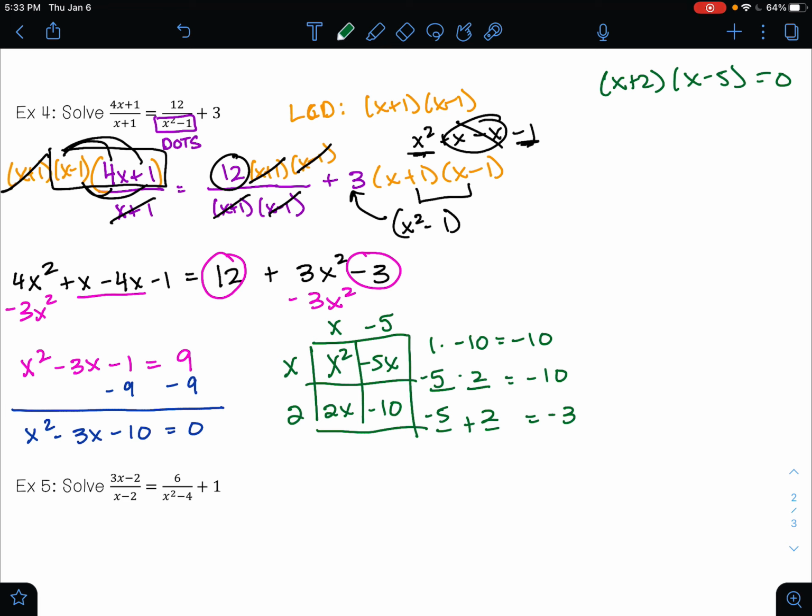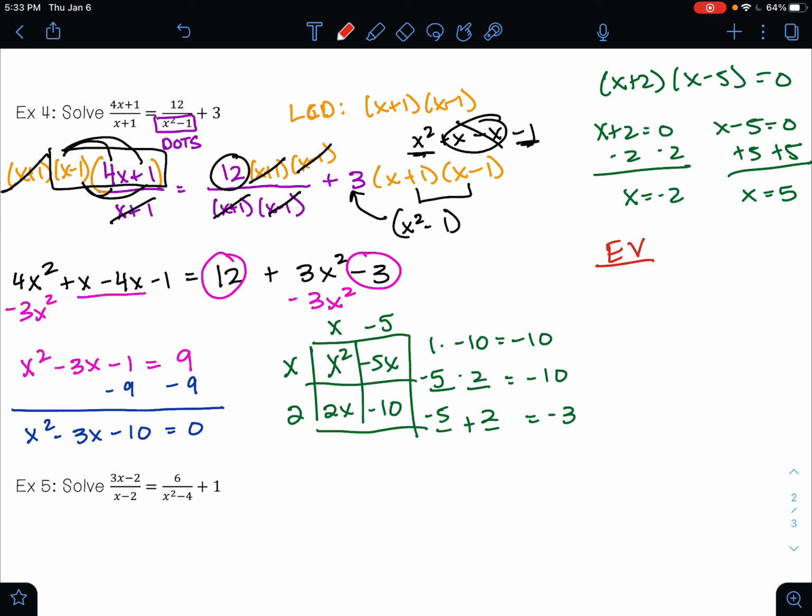From here, I can use the principle of zero products and say either x plus 2 equals 0 or x minus 5 equals 0. When I solve this left equation, I'll get x equals negative 2. And when I solve this right equation, I'll get x equals positive 5. So now I'm going to check for my excluded values.